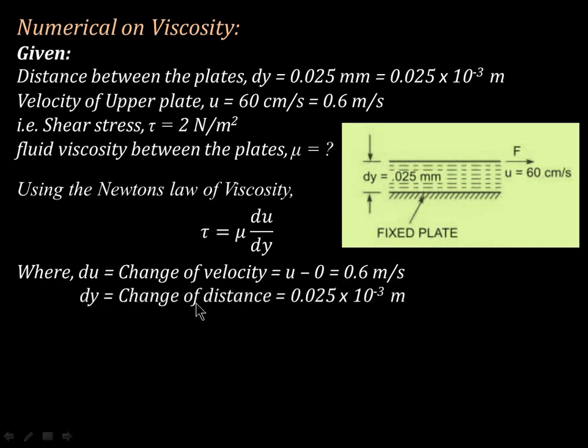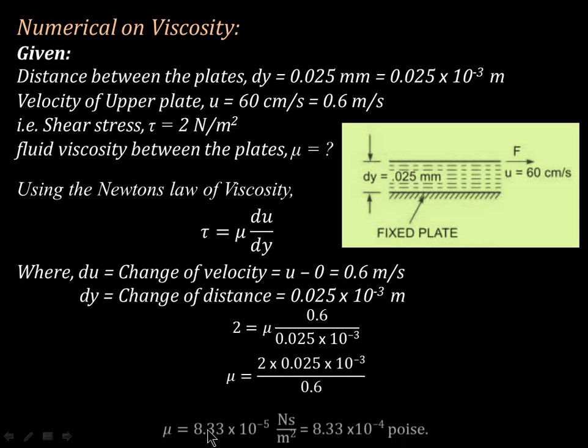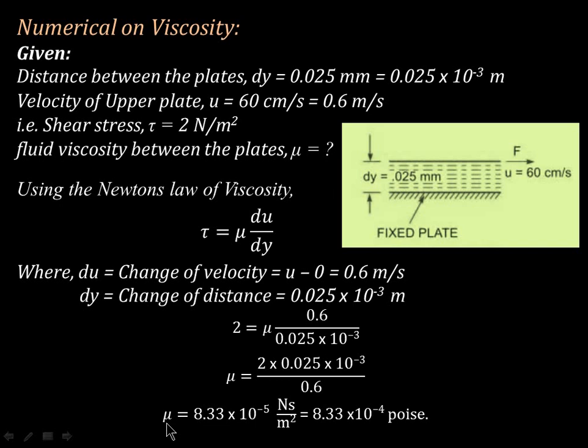Also dy equal to change of distance. Change of distance from which point? The point where the plate is able to move and the point where the plate is fixed. So 0.025 into 10 raised to minus 3 meter, the distance given in the question. So dy is this value. Now putting all these values, the value of tau, du and dy, into the equation and simplifying, we get the value of mu equal to 8.33 into 10 raised to minus 5 Newton second per meter square.